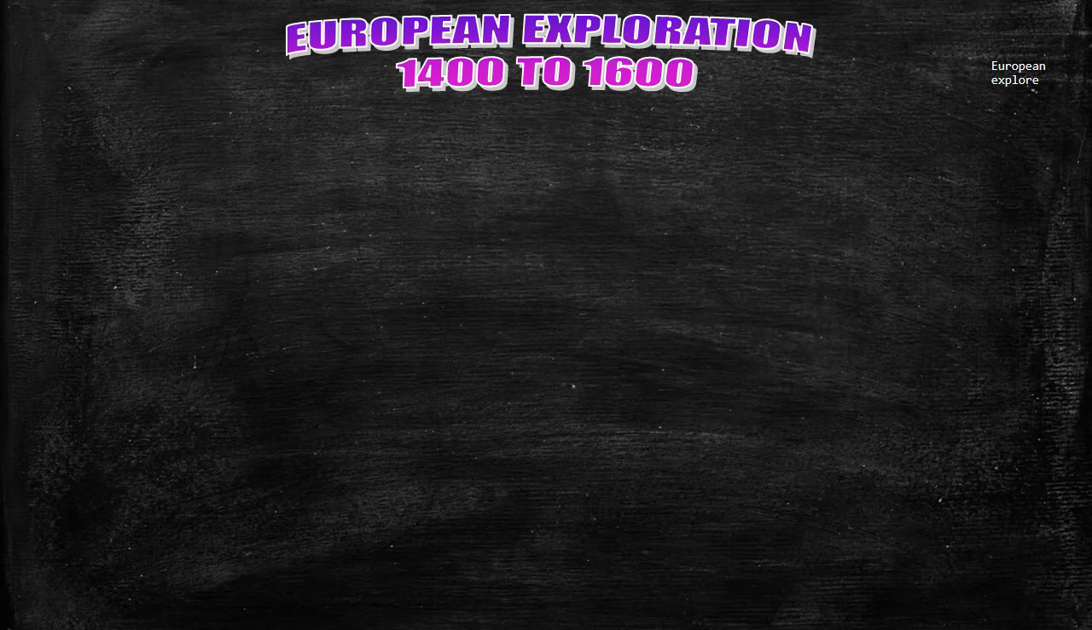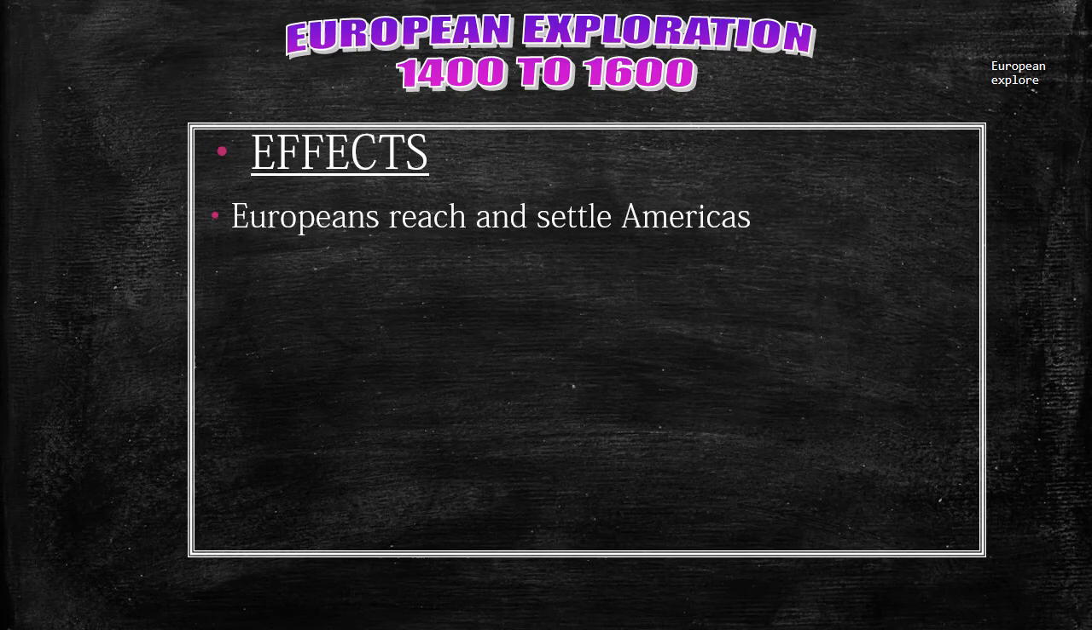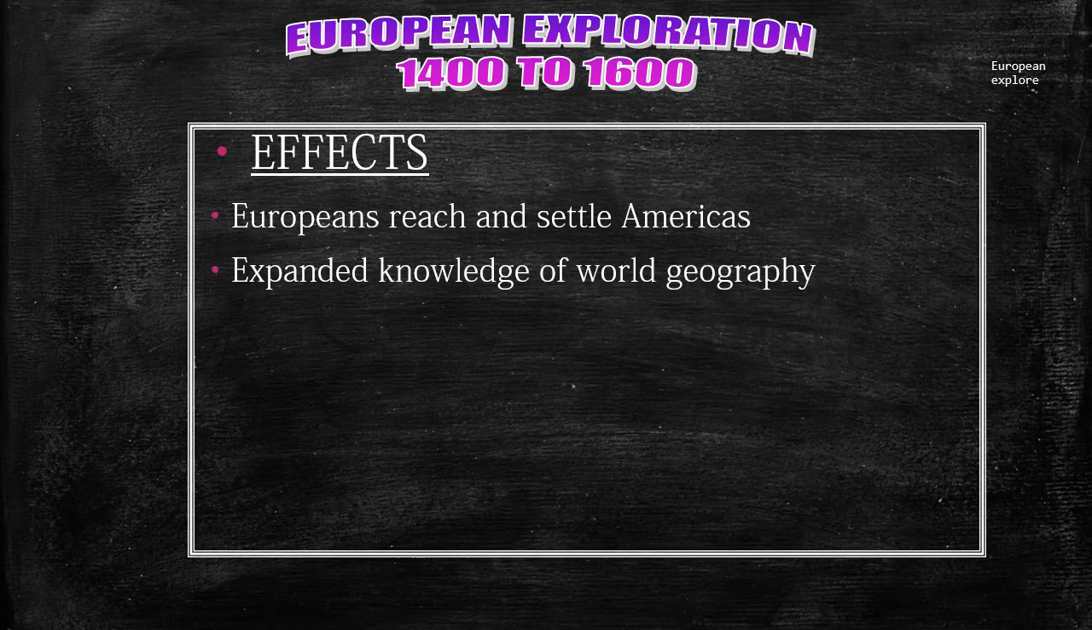So now let's talk about European exploration. It took place between the 1400s to the 1600s, and there were many different effects. Europeans came from the Old World in search for new land, new wealth, and to spread their religion. The 3Gs, glory, God, and gold. And when they reached the Americas, they settled there. They expanded their knowledge of world geography and learned more about what else was out there.